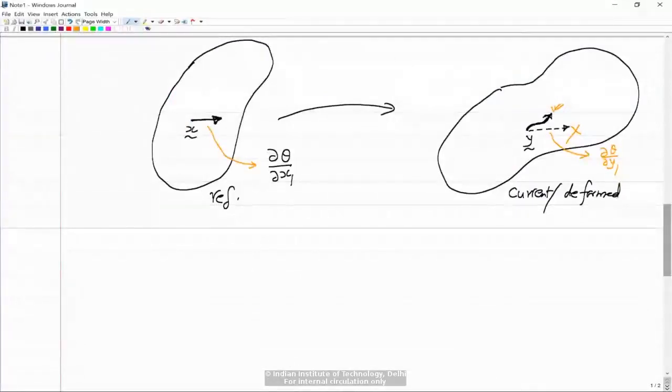See, when I say Lagrangian derivative, then you know that you have to take the derivative of theta hat with respect to x1. So this is Lagrangian, because theta hat is something which depends on x1, x2, x3. And when you want to take the Eulerian derivative, then you want to take the derivative of theta bar with respect to y1. Okay, so this is Eulerian.